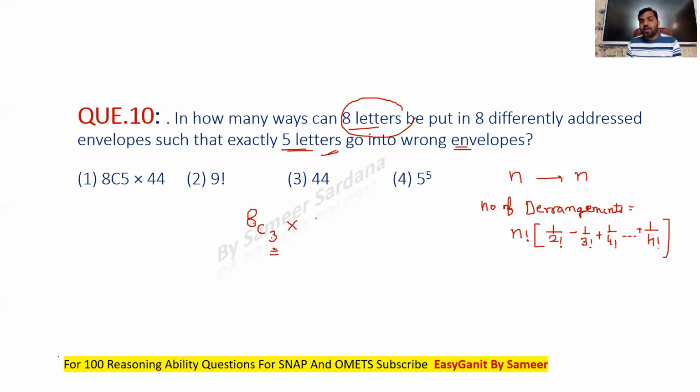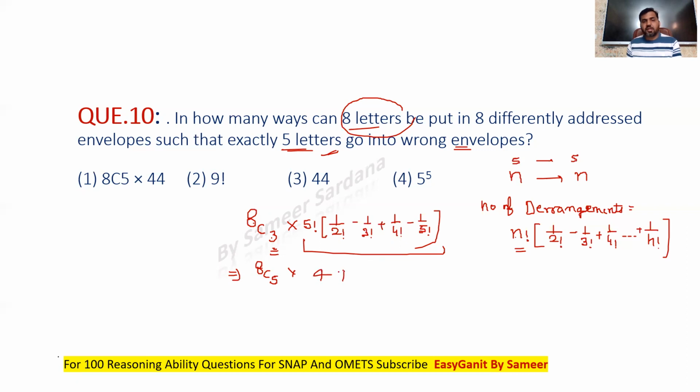But then I also need 5 envelopes to go to the wrong addresses. 5 letters are supposed to be sent to the 5 addresses, but all should go to the wrong address. So straight away, just put the value of n as 5 factorial into 1 upon 2 factorial minus 1 upon 3 factorial plus 1 upon 4 factorial minus 1 upon 5 factorial. This is what you have to solve, right? This 8C3 is same as 8C5. If you solve this whole thing, I'm sure you will be able to do the calculation by yourself. This will be 44. So the answer to the question will be option 1, everyone.